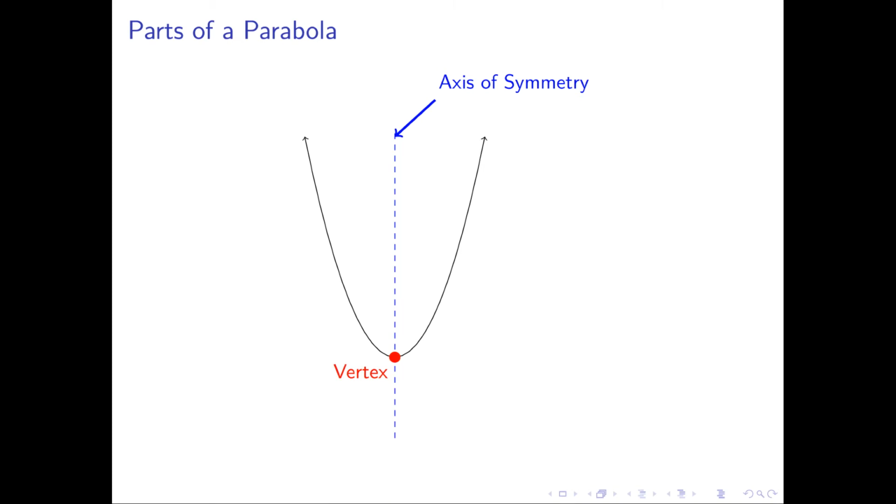The lowest point of the parabola, in this case, is called the vertex, and that represents the lowest value of y. The parabola is said to open up in this position because its opening is on top. And as I said, the vertex represents the minimum value of y on this parabola.